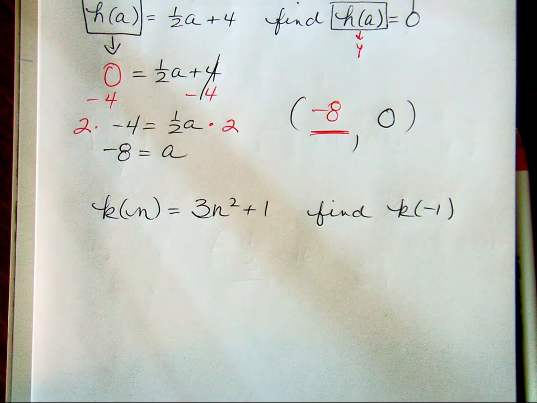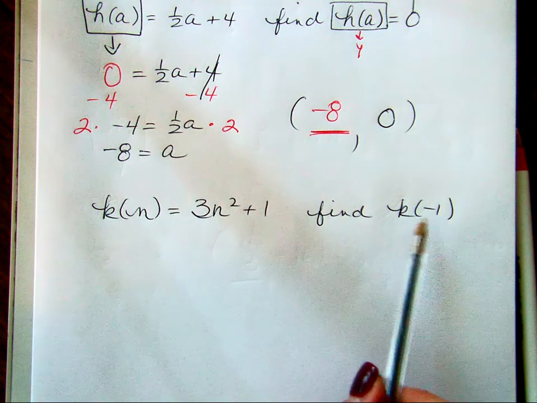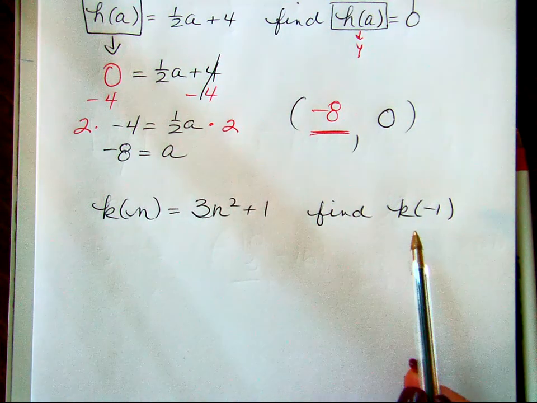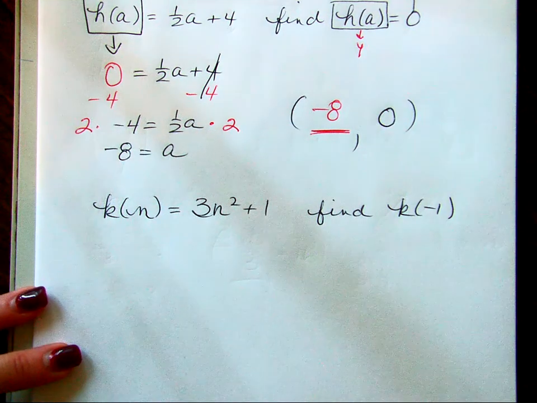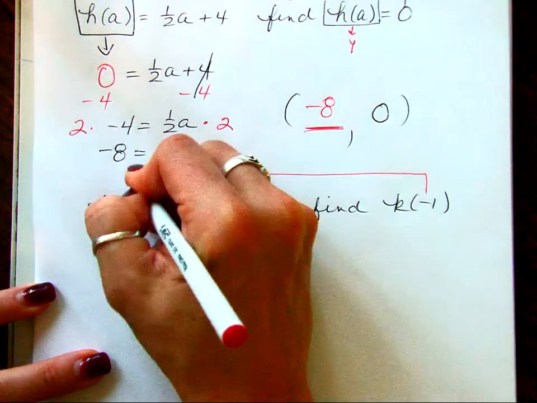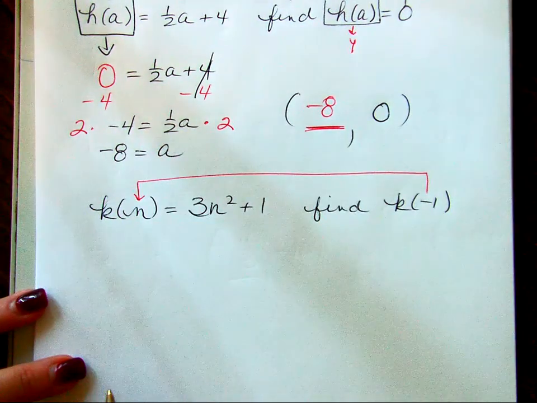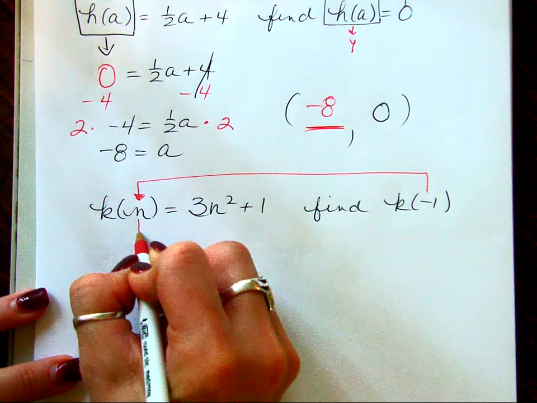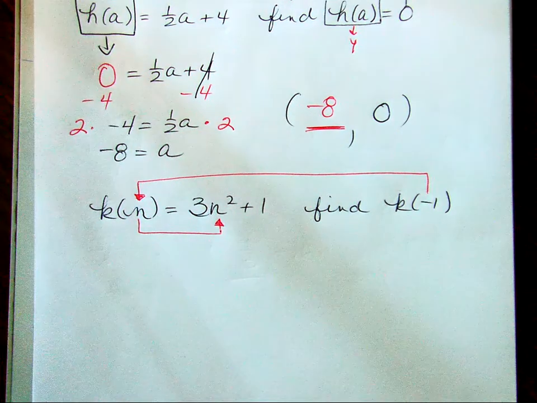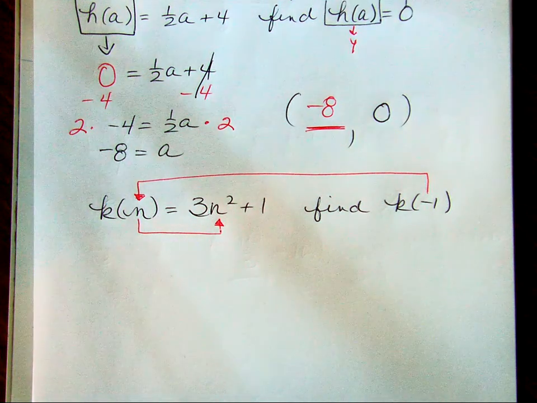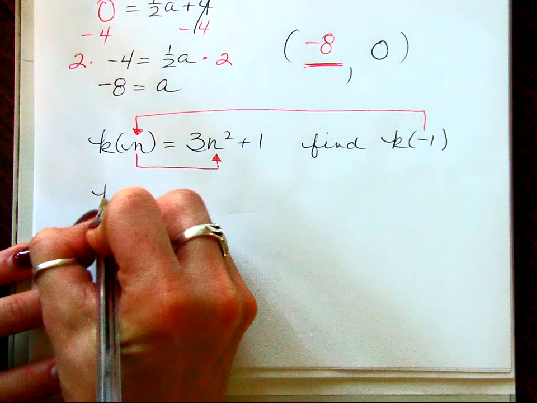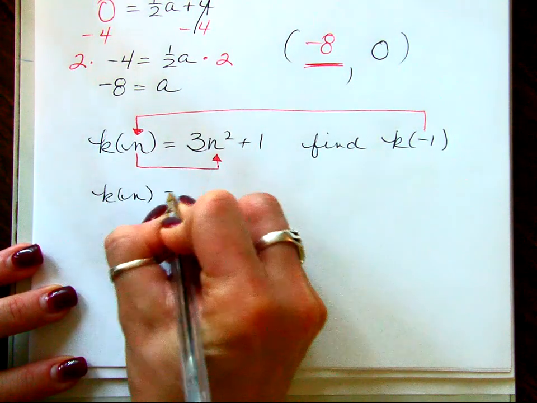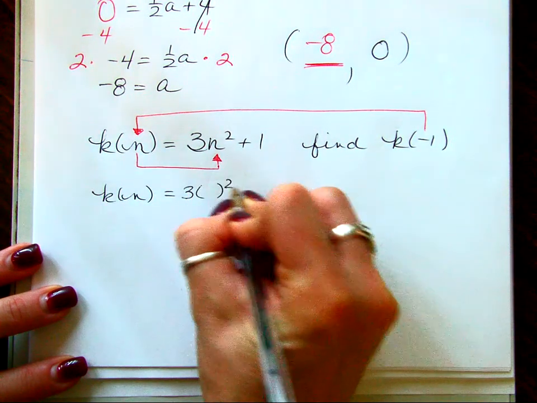Just got to figure out where do you put the negative 1. Does it say k of n is negative 1? No. So don't put it in for k of n. Is it in the parentheses? Yes. And what's in the parentheses? N. So I should put it in for n? Yes. Arrows, not necessary. Just if you need a kind of flow chart where to go. So k of n is really going to equal 3 times n squared plus 1. And n is negative 1.